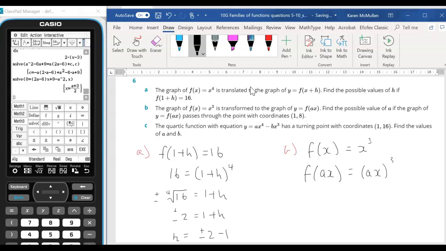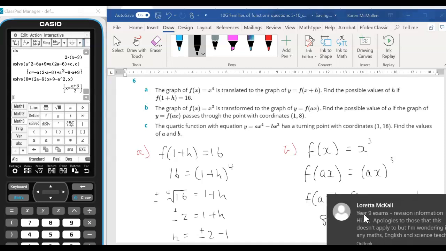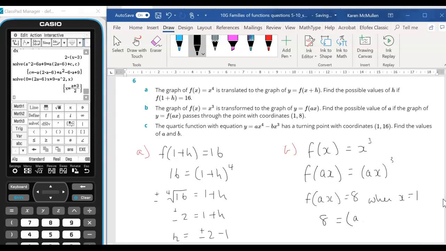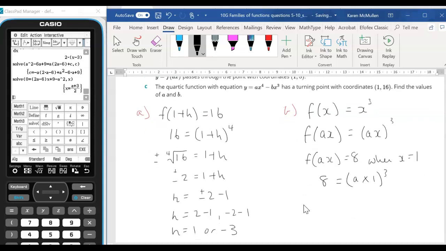So that means f of ax is equal to 8 when x is equal to 1. So I'm just going to put 8 equals and then substitute the 1 in. 8 equals a times 1 cubed, so 8 is equal to a cubed. So a is equal to the cube root of 8, which is 2.